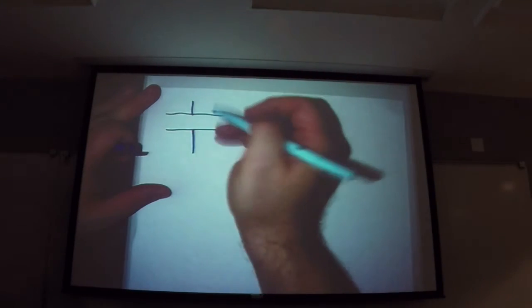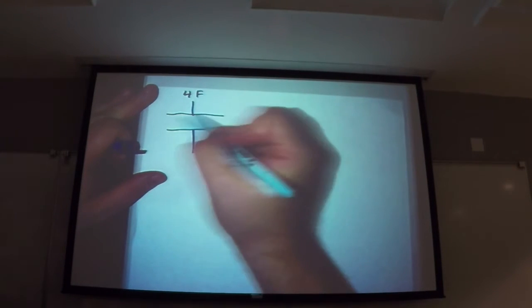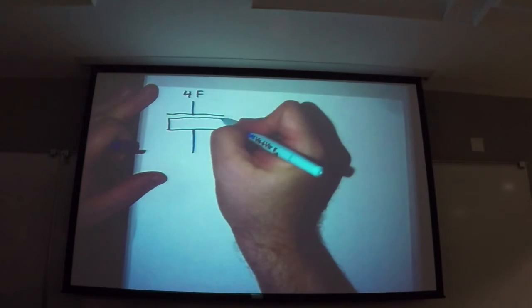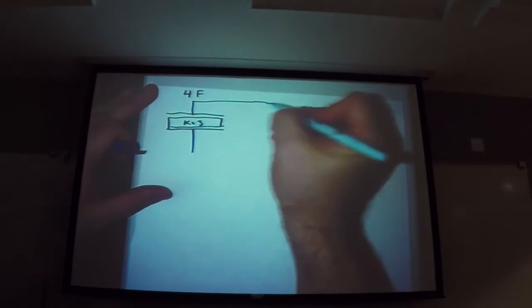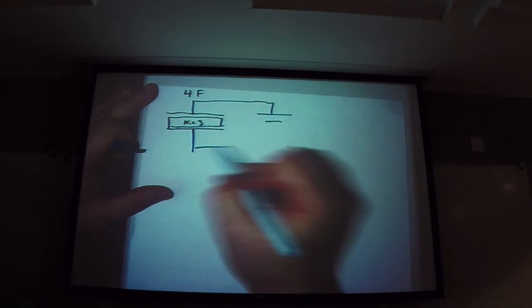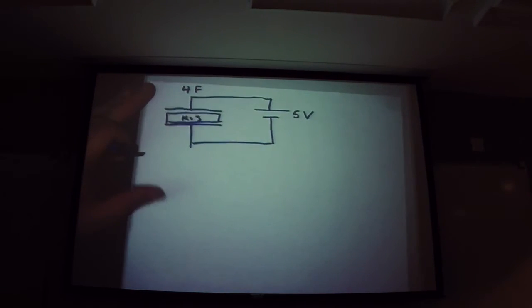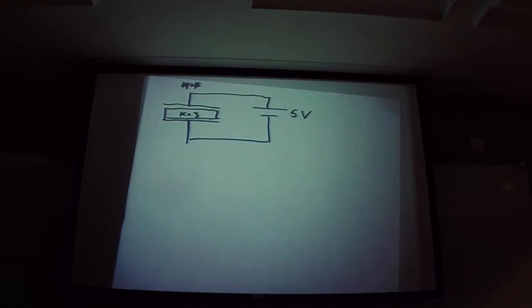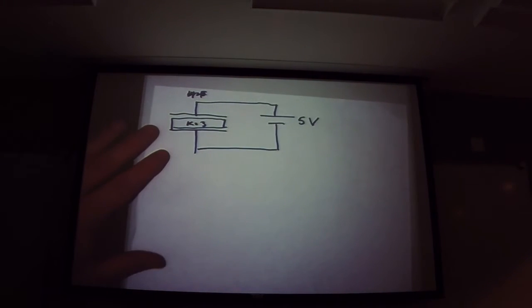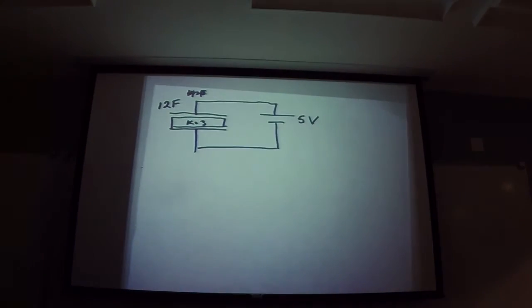Too hectic. All right, so let's make it simple. I have a 4 farad capacitor C, and I stick a dielectric in it, and the dielectric has a kappa of 3, okay? And I connect that to a battery of 5 volts. So when I have a kappa of 3 here, what is my total capacitance of the thing? If it's a 4 farad capacitor and I stick a kappa of 3 in it, what is it? Cool. We got a total of 12 farads.